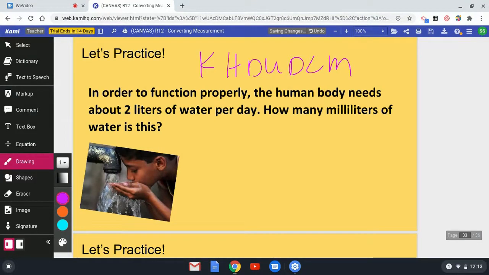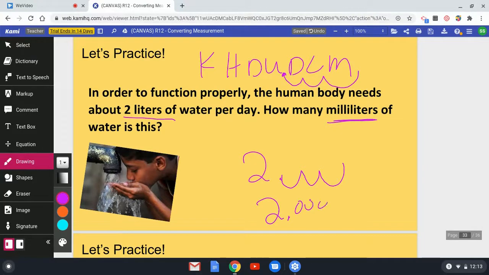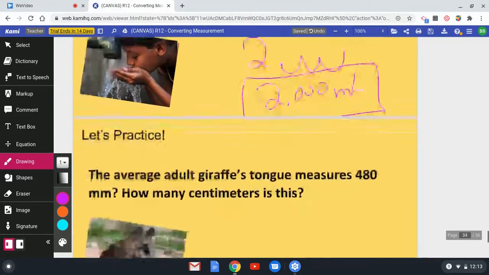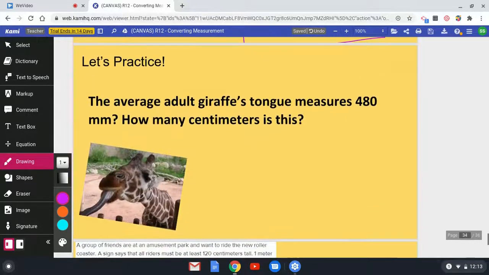Okay. In order to function properly, the human body needs about 2 liters of water per day. How many milliliters of water is this? Okay, so liters is our unit measure. Remember, U stands for liters, meters, and grams. Milliliters. 1, 2, 3 to the right. So we would have 2,000 milliliters. Try this one.